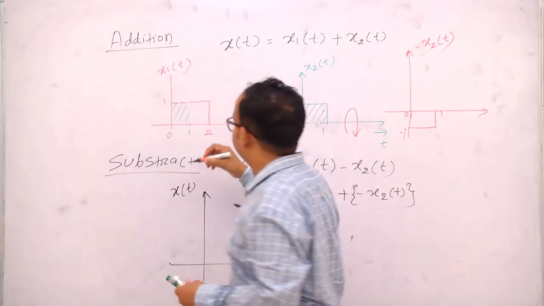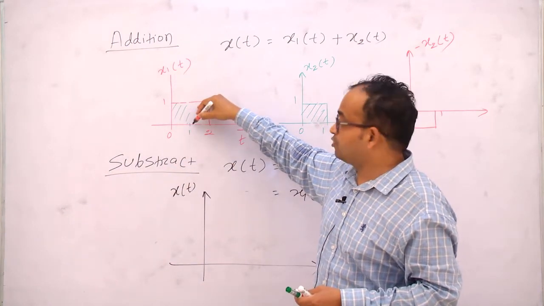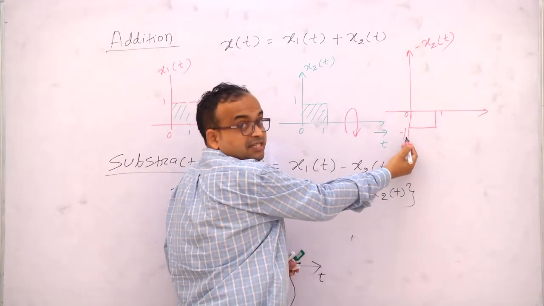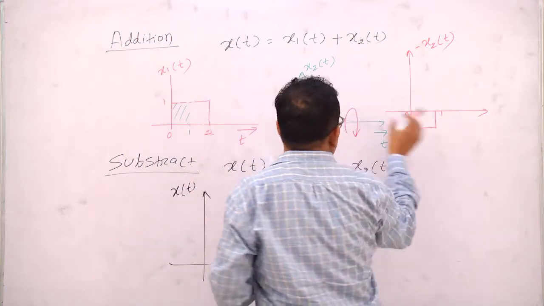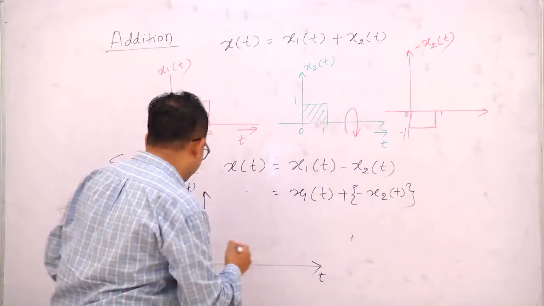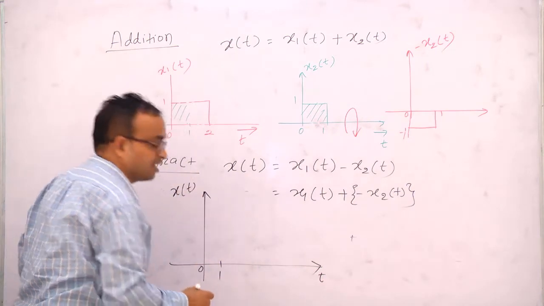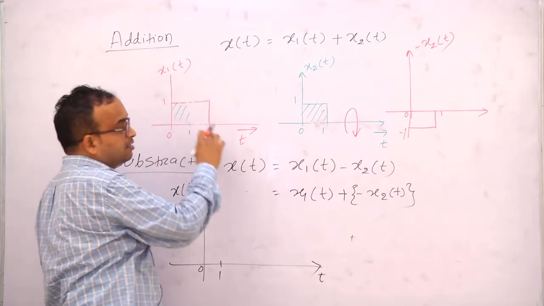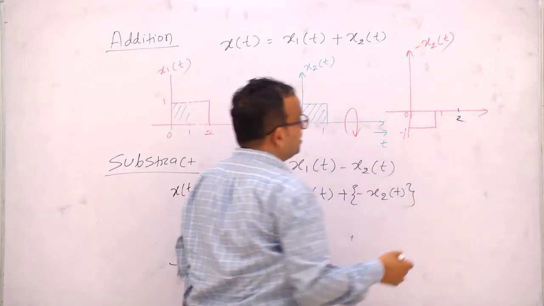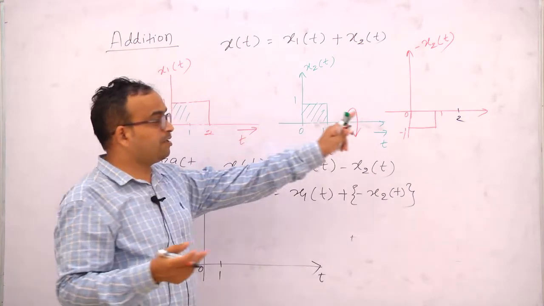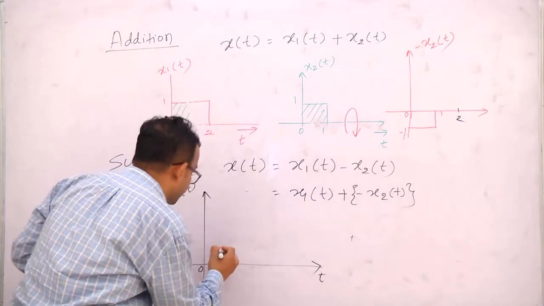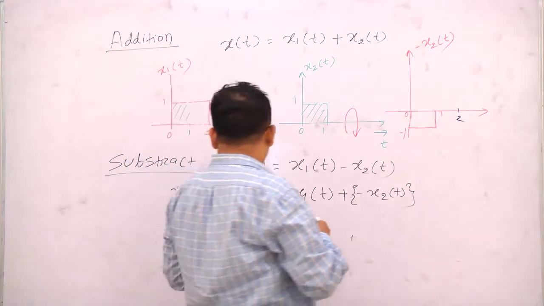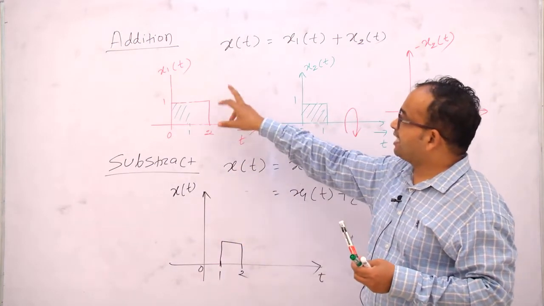So now see, from 0 to 1, what is the amplitude? The first signal's amplitude is 1, and the second signal's amplitude is minus 1. So 1 minus 1, what will we get? 0. So from 0 to 1, there is no signal. Similarly, from 1 to 2, the amplitude is 1. From 1 to 2, what is the other amplitude? 0. So 1 plus 0, we will get 1. So we will get a signal like this. So this is the subtraction between x1(t) and x2(t).